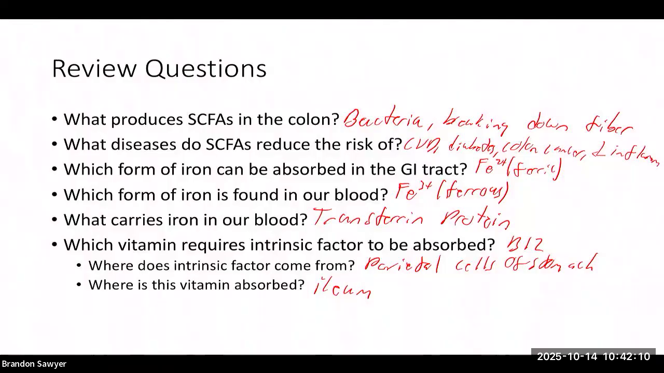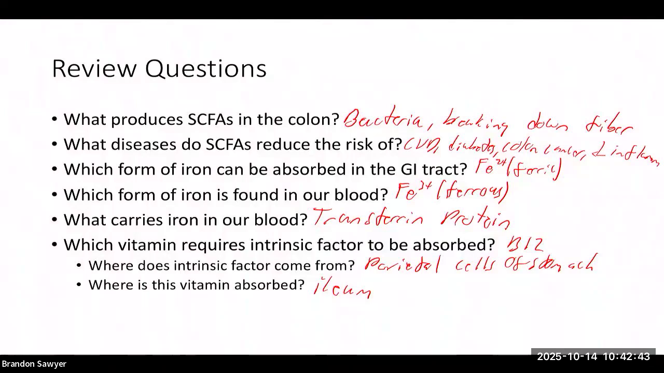All right, let's get going. Okay, so I did write my answers in for this one. I know you guys will start writing and stop listening, but I'll just put it up there anyways. So what produces those short chain fatty acids? It's the bacteria in our colons, breaking down fiber, especially soluble fiber. This is soluble fiber that gets broken down.